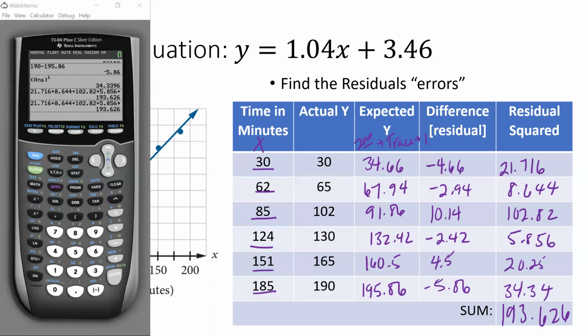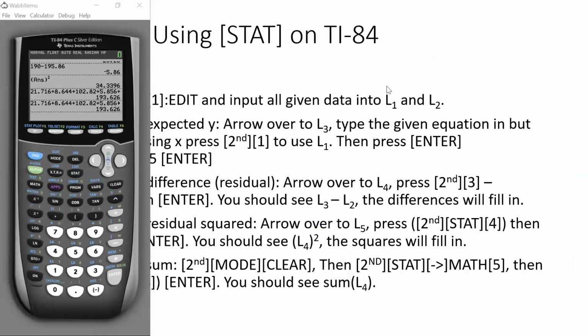All right, so this is method 1 of using the calculator to find residuals. Method 1 is pretty straightforward. You do a little bit more up front. All right, now we're going to do method number 2.